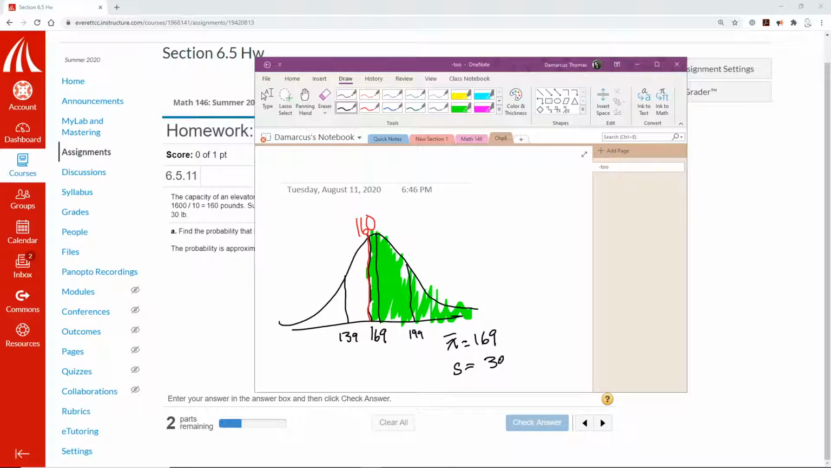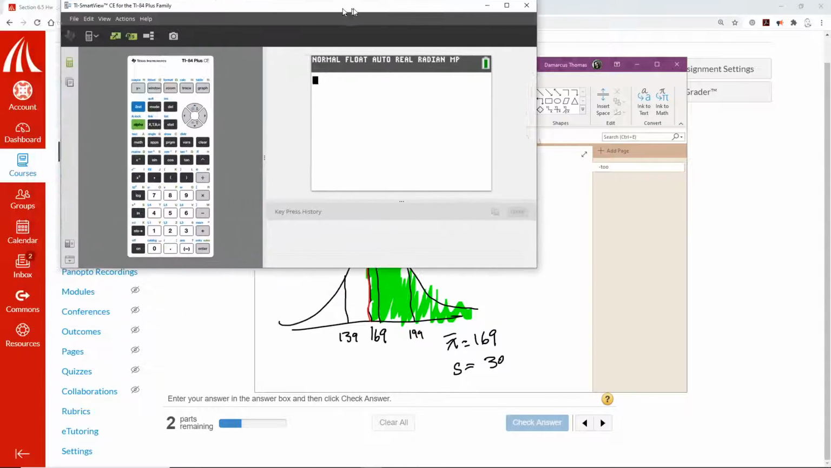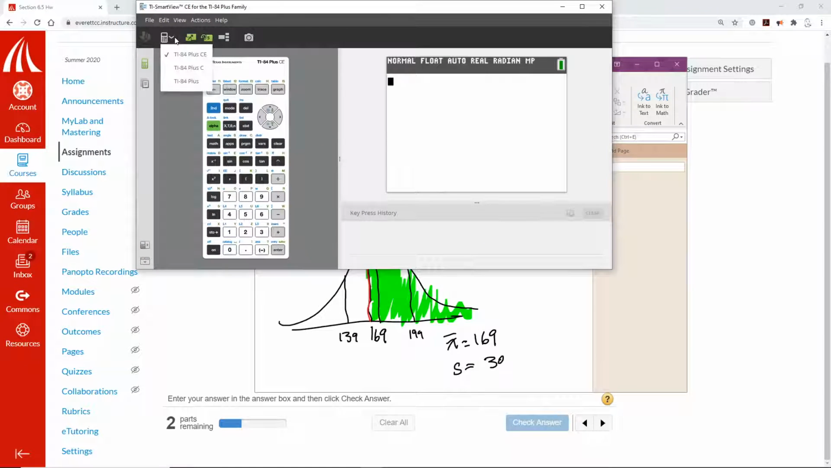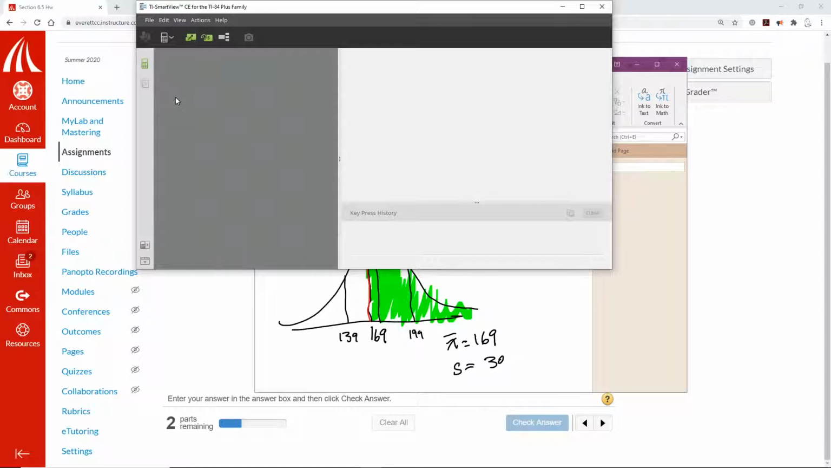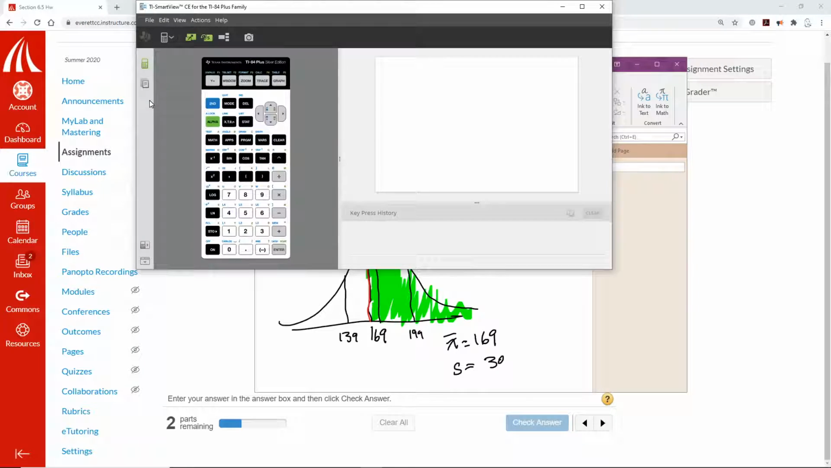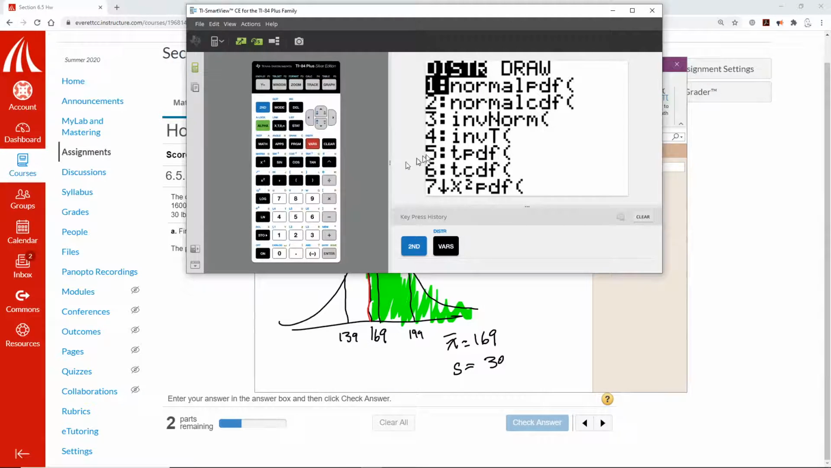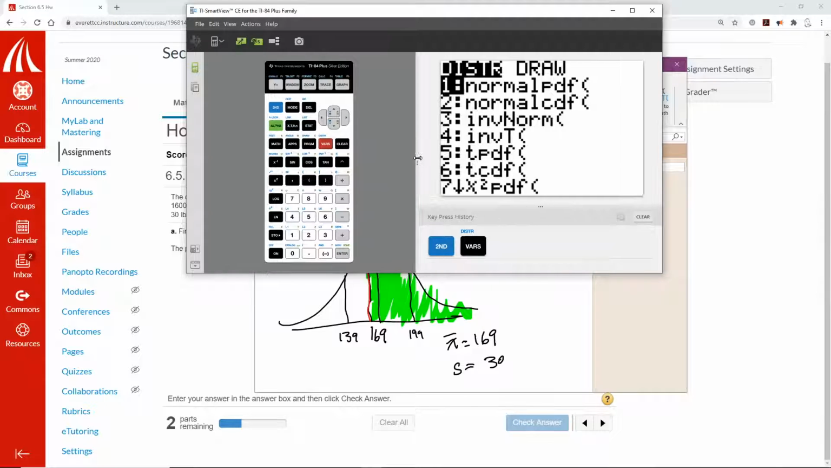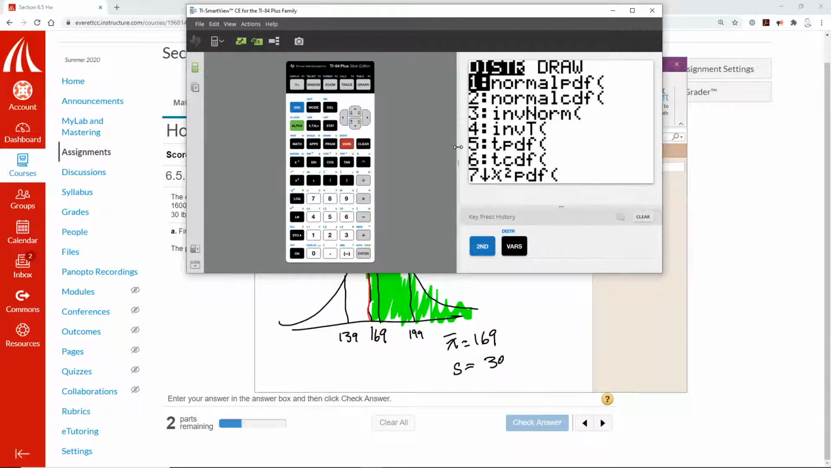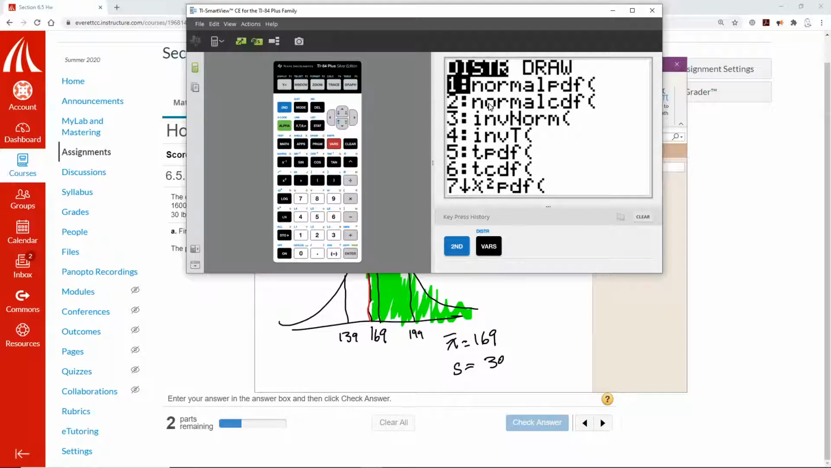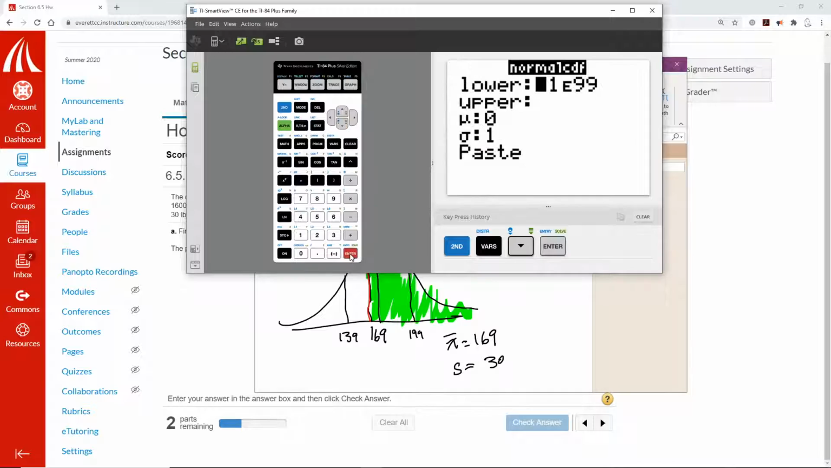So what we're going to do is use the calculator. Here's my calculator, and the model that I'm using is the TI-84 Plus, but they're all the same. I'm going to find normal CDF under second distribute. Very pixelated. This looks a little choppy, but it's okay. Normal CDF is number 2, so you can go down and hit enter.